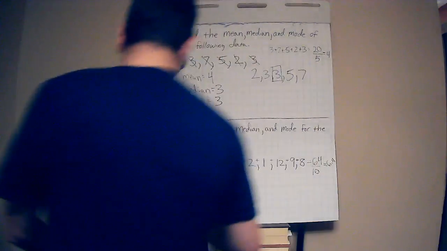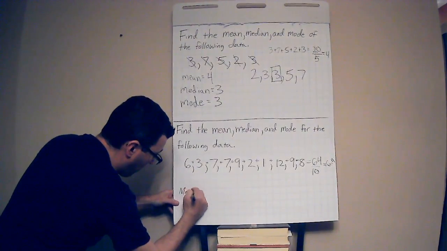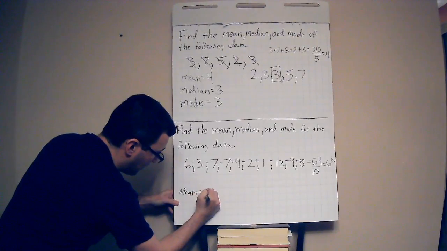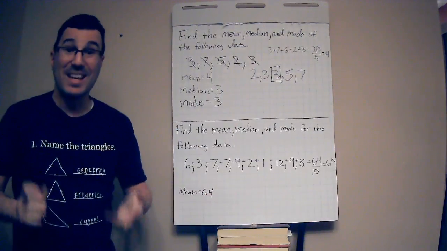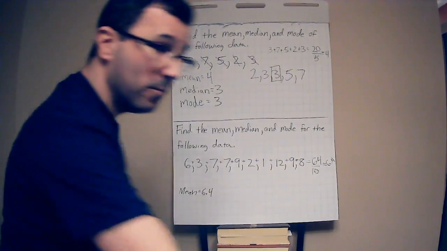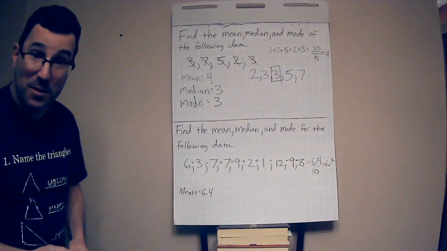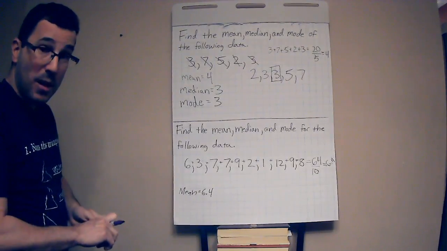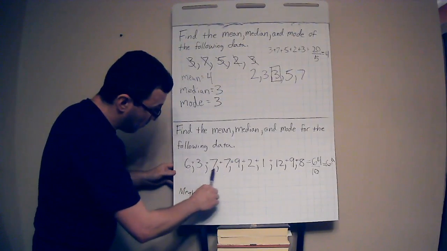So my mean, and I'm going to write this down here, is 6.4. Yes, it can be a decimal. That's fine. Alright? So now let's find the median. I got to put this in order. This is going to be a tough one because there's a lot of numbers and I have to keep track. So what's the first one?